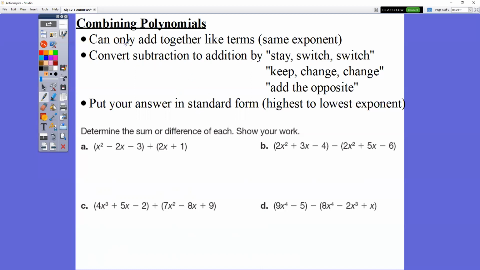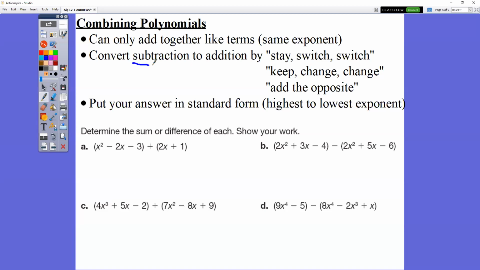Now, you can only add together like terms. So you can only add together x squareds with x squareds. You can only add together x's with x's. You can only add together plain numbers with plain numbers. If we had something to the 5th power, you could only add that together with something from the 5th power. If you had something to the 10th power, you can only add it together with something from the 10th power.